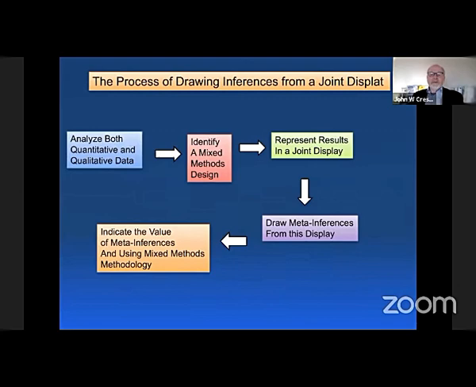So I put together a little diagram here of the process. You analyze both the quantitative and qualitative data within a design. You analyze and collect, put it within a design. Then you represent the results in a joint display. Now this is going to be a place where we can actually see the integration. And then from this joint display, we draw meta inferences. And then finally indicate the value of these meta inferences for using mixed methods research.